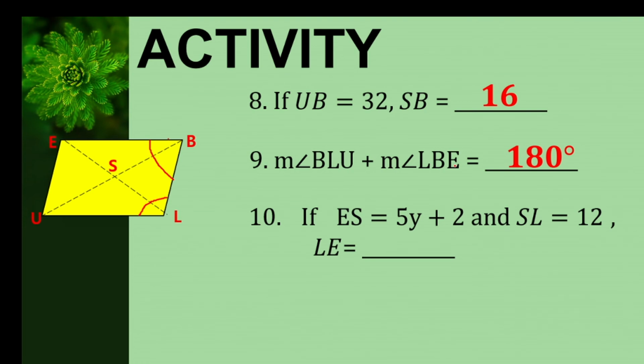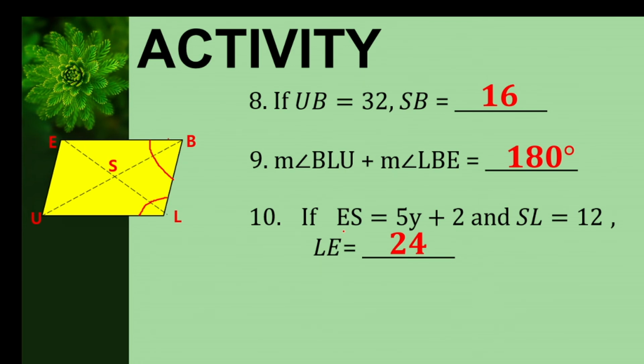Number 10. If ES is equal to 5y plus 2 and SL is equal to 12, LE would be equal to, yes, we have 24. Why? Because SL is 12. That makes segment ES equal to 12. So therefore, 12 plus 12, we have 24.